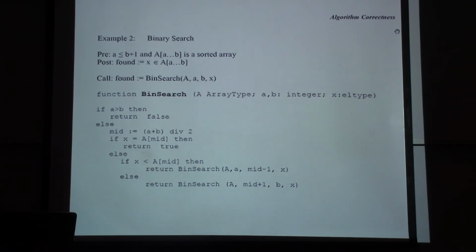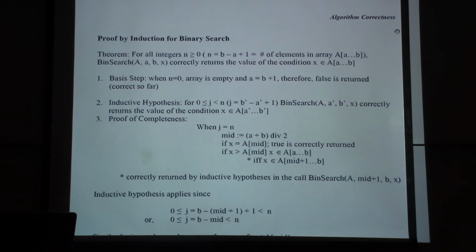That's the number of elements in the array. Upper index minus lower index plus 1. So if n is equal to 0, then we have a case where A is greater than B, we'll return false. We didn't find it. Well, you can't find anything in an empty array. So now we go to the next step.